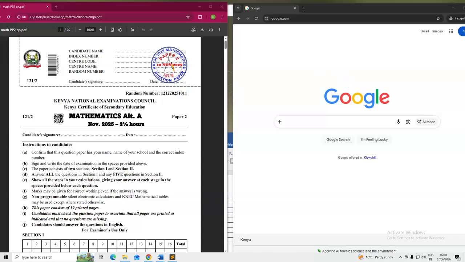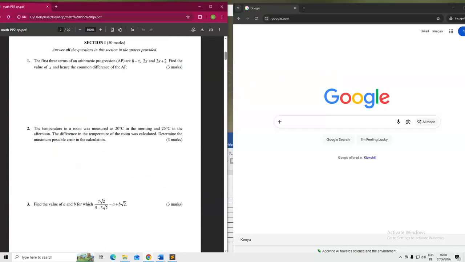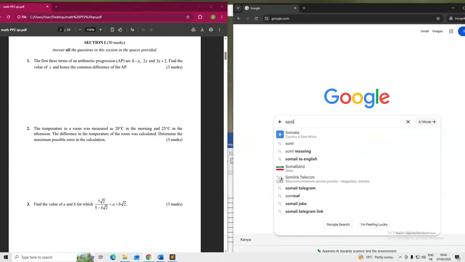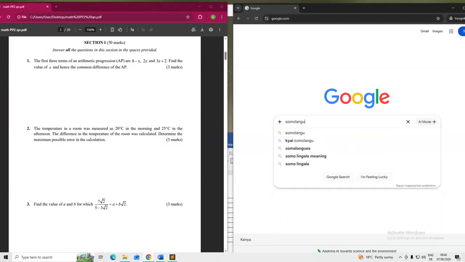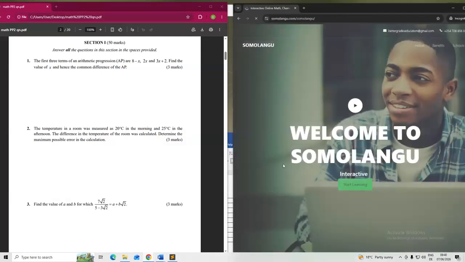Let's get down to it. So here in front of me, I do have my paper, Mathematics 2025, paper 2. And here are the questions. On my right, I will go to Somolangu, the platform, which is going to guide us in identifying the topics that these questions are testing.